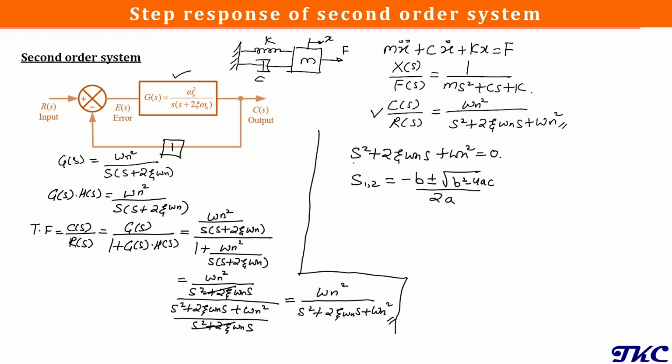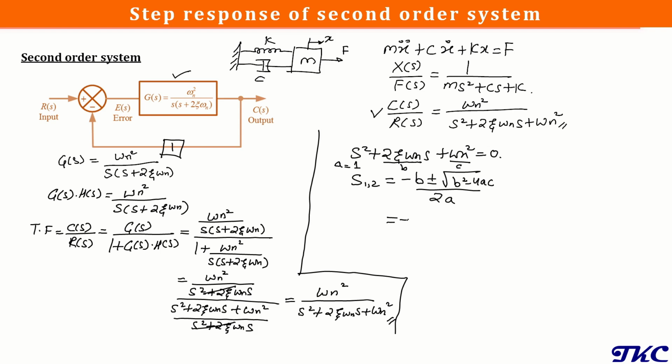So a will be equal to the coefficient of s square, so that is 1 here, so a will be 1 here. Similarly, b will be the coefficient of s, so that value will be 2 zeta omega n, so b will be equal to 2 zeta omega n. Now similarly, c will be the constant value, so that is this omega n square. So this one is c and this one is b here. Now let's substitute that in this equation to get the two roots of this equation.